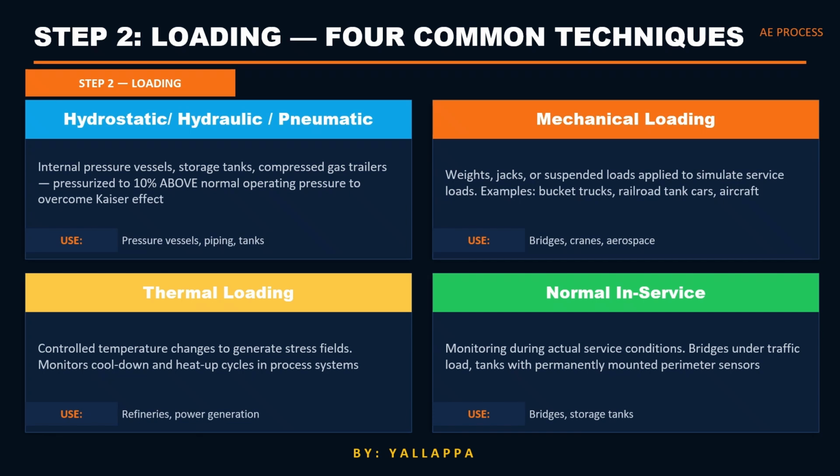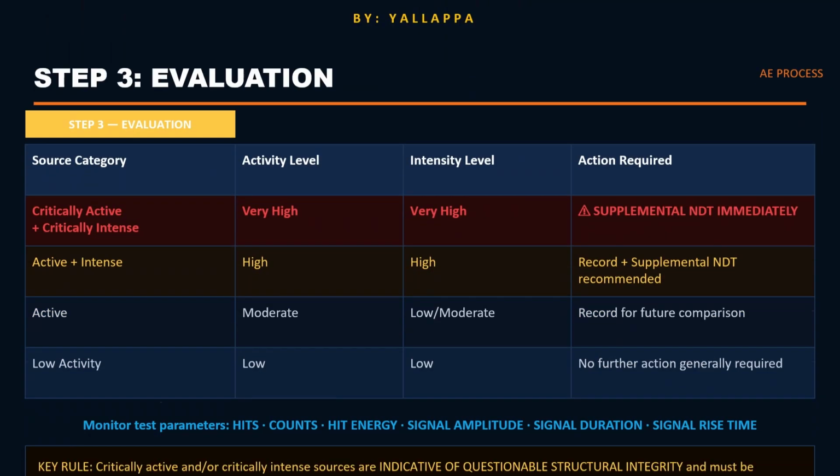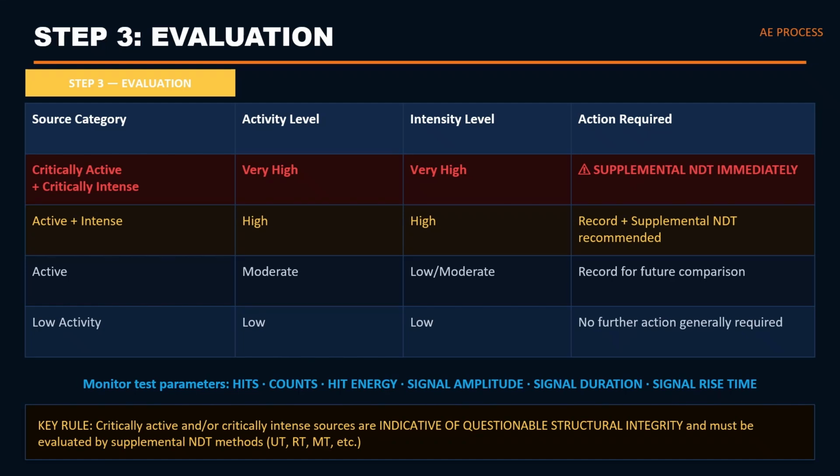Hydrostatic proof testing is often performed above normal operating pressure to overcome the Kaiser effect and stimulate new emissions if damage exists. Now we come to the evaluation stage. This is where the AE Level 3 professional interprets the inspection results.